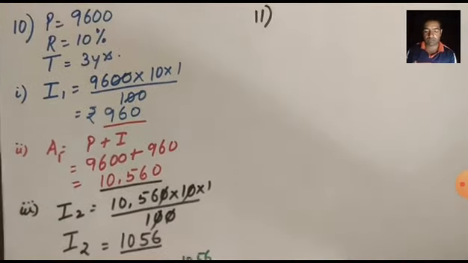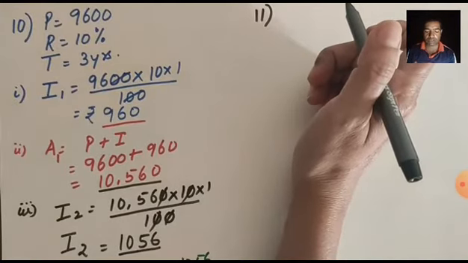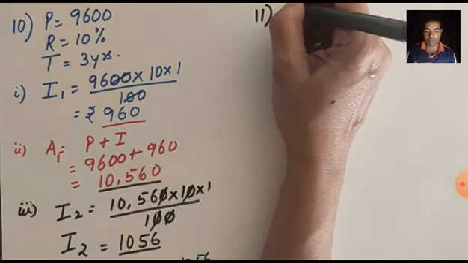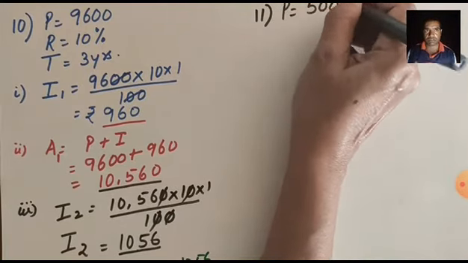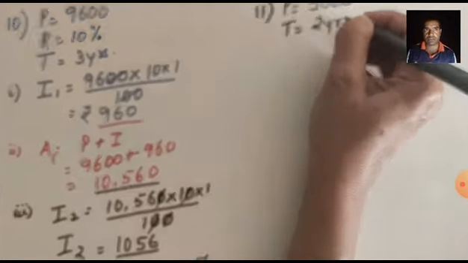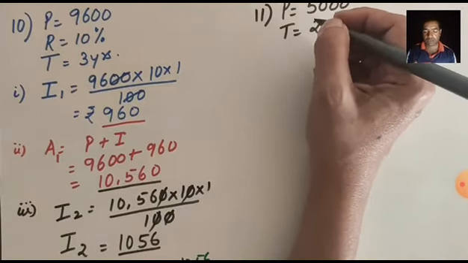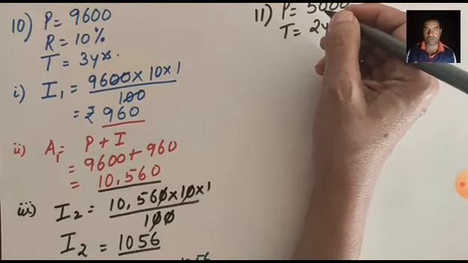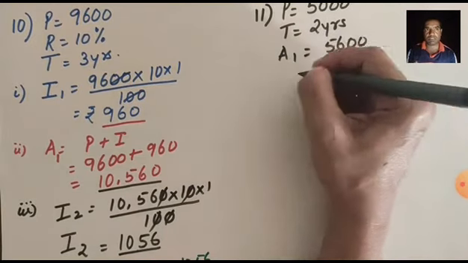In question 11 it asks: a person invests rupees 5,000 for 2 years at a certain rate of interest compounded annually. At the end of the 1 year this sum amounts to 5,600. So we have to calculate. Principal is given, 5,000. Time is given, 2 years. Given that at the end of the 1 year this sum amounts to 5,600, amount A1 will be 5,600.